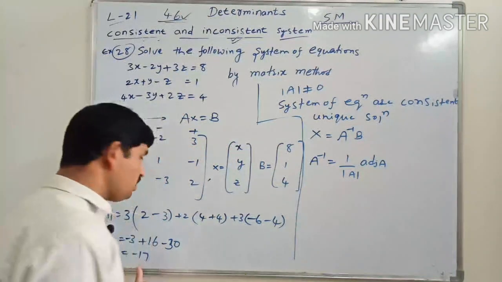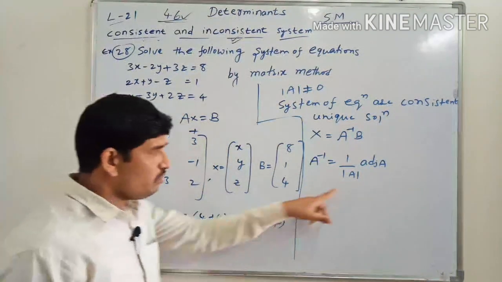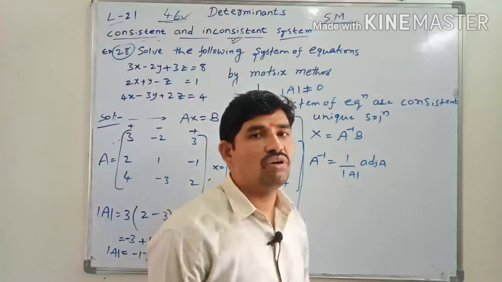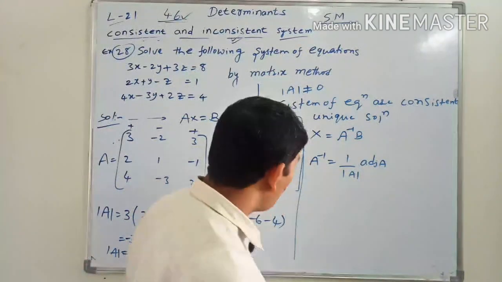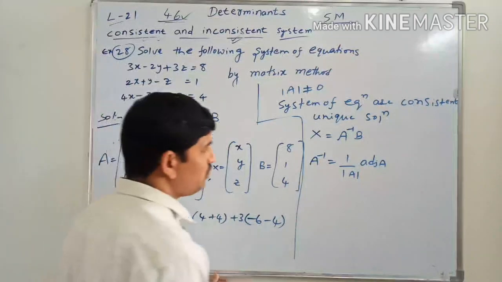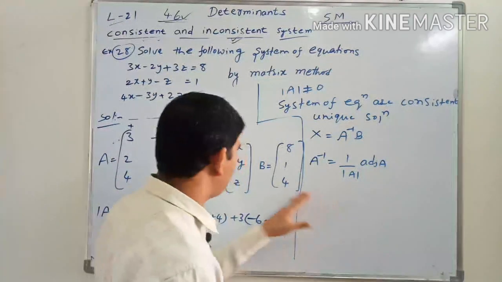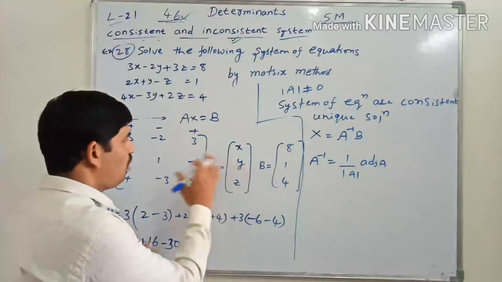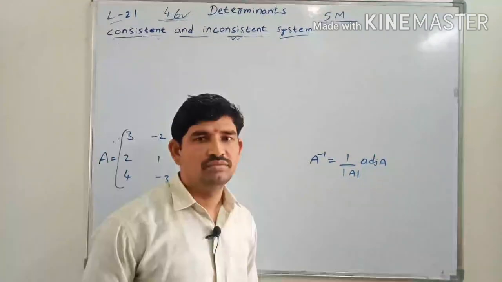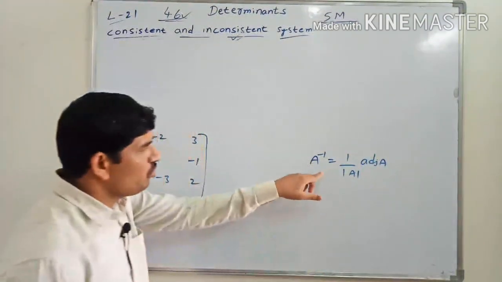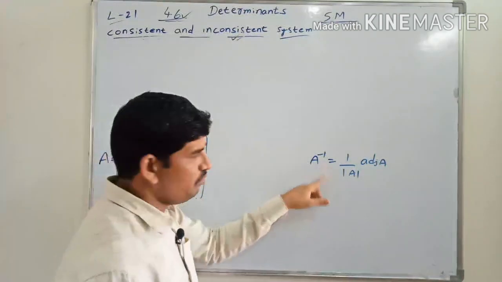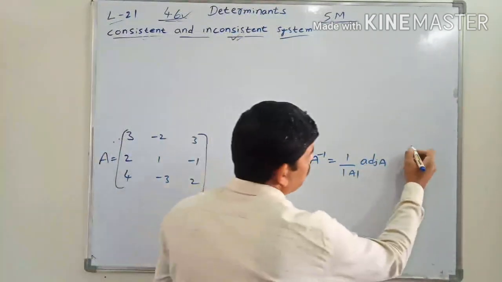See, we already have minus 17 as the determinant of A. Just we have to find the adjoint of A. There is one shortcut to find the adjoint A, but the place is not enough. Just I will rub this one. Okay, so after this we can continue the adjoint. See, we have to find A inverse first, because we have to substitute in this equation.